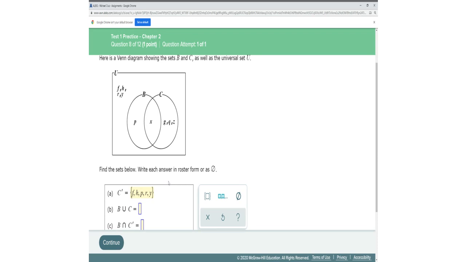All right, B union C. When you're looking at that Venn diagram, anything that's in the two circles, it's B union C. I'm going to, again, put them in order.